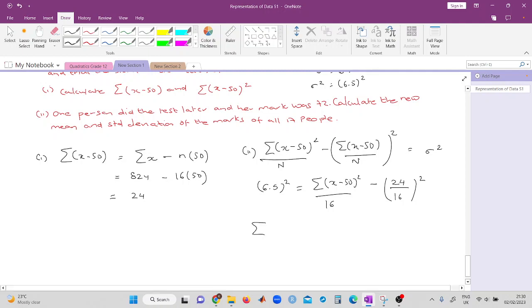Donc, summation of x minus 50 square over n equal to 9 sur 4 plus 6,5 à la puissance de 2. Ça me fait 44,5. Et là, j'ai déjà summation of x minus 50 square. 44,5 multiplié par 16, ça fait 712. Donc là, je finis avec ma summation of x minus 50 to the square. This is my first part, deuxième réponse. Ok?